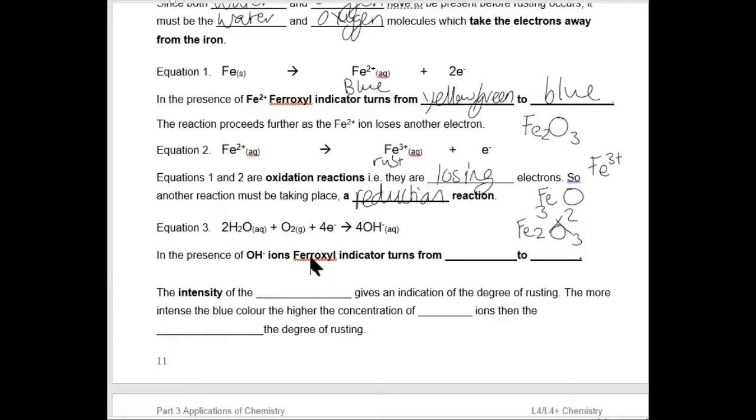In the presence of OH minus ions, ferroxyl indicator, which was yellow-green, remember, turns pink. Because we're talking about rusting here, the intensity of the blue colour gives an indication of the degree of rusting. The more intense the blue colour, the higher the concentration of, well, what ion causes ferroxyl to turn blue? Fe2+. Then the higher the degree of rusting.